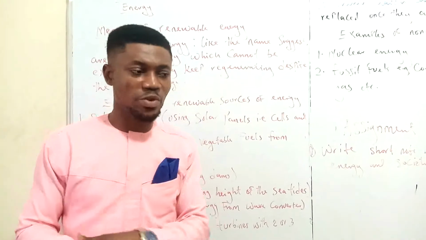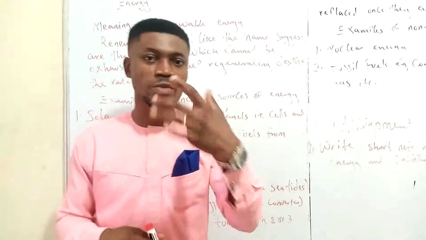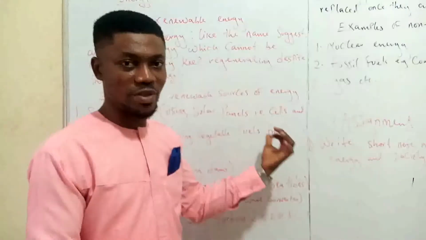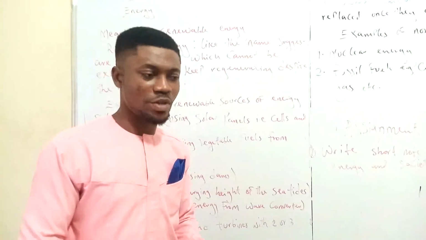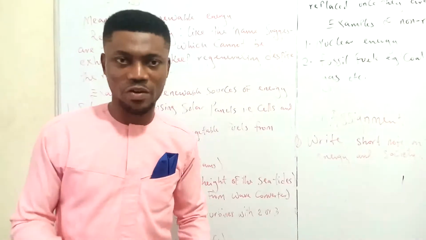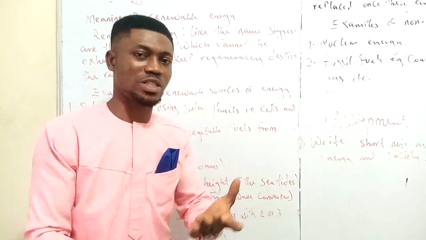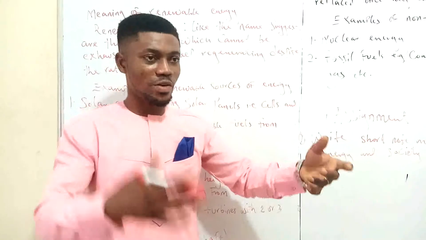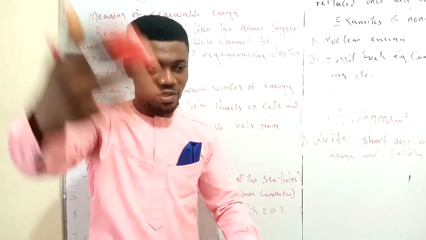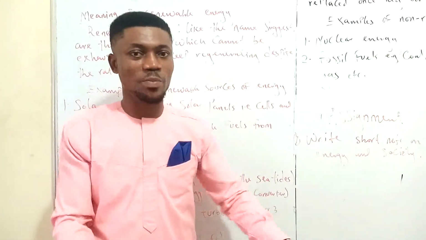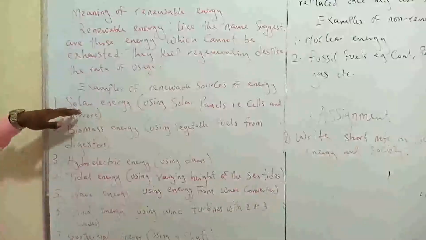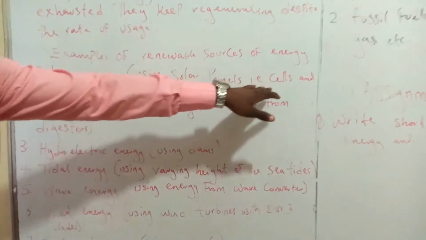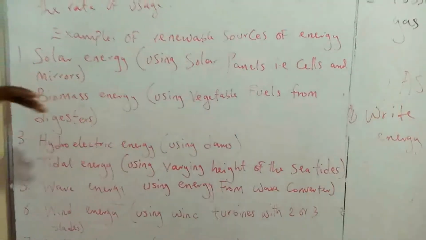That's why most times even in your homes you have what we call a rechargeable lamp, where you use cells. And the ones that are in vogue now are this solar rechargeable lamp, or torchlight, that as long as the sun is up, it keeps recharging and you keep on using it. So one example is solar energy, using solar panels, that is cells and mirrors.